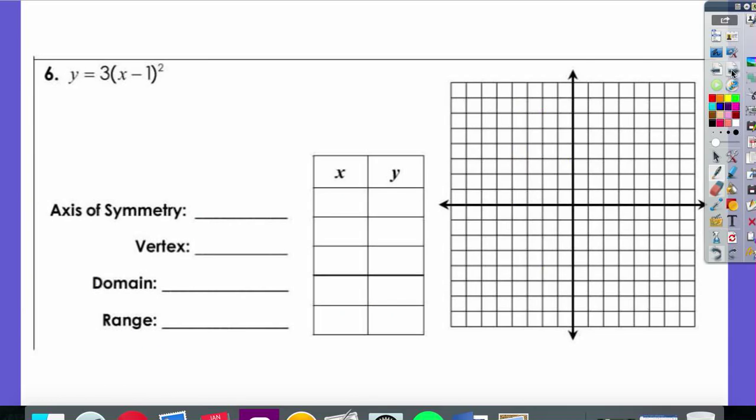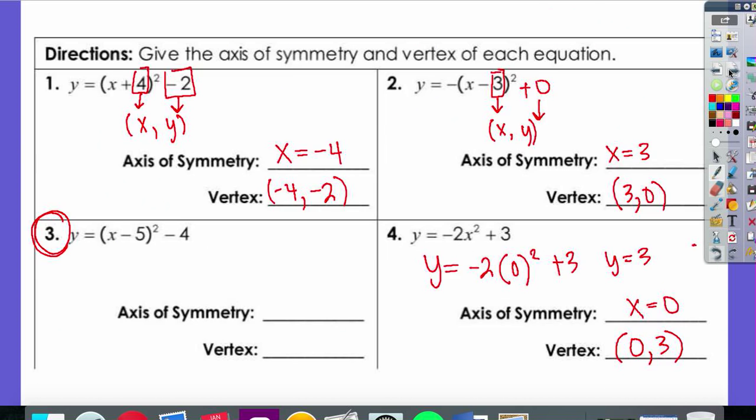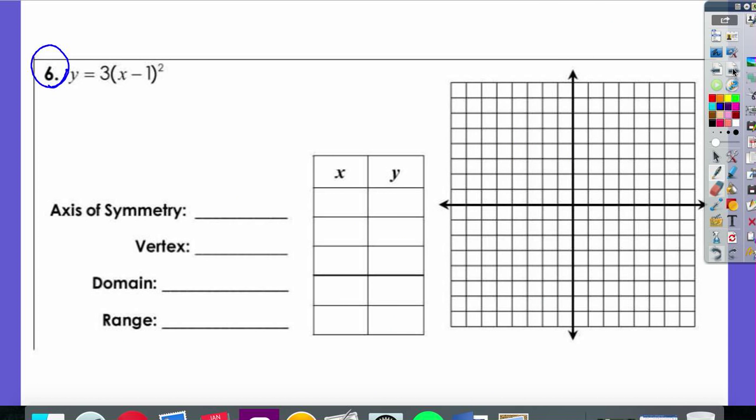For this particular part of the lesson, there is one last piece, and I want you to try number 6 on your own. So far from this first lesson, you have numbers 3 and 6 to be trying on your own.